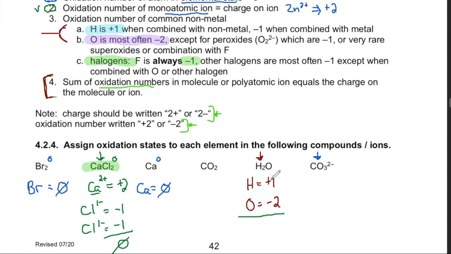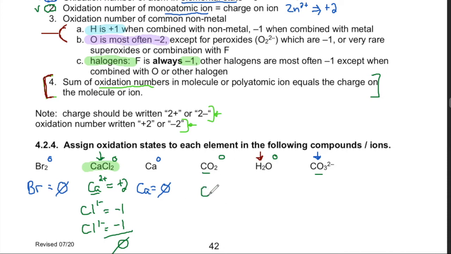We have hydrogen with a +1. Let's draw another hydrogen with a +1 because there are 2 of them, and oxygen with a -2. And so overall, the oxidation numbers add up to 0, which is equal to the charge on a water molecule. So Rule 4 definitely applies in these cases. Rule 4 can also be used to figure out other cases, like carbon dioxide and the carbonate ion. So the oxidation number of carbon plus the oxidation numbers of oxygen all have to add up to 0 because carbon dioxide has a 0 charge.